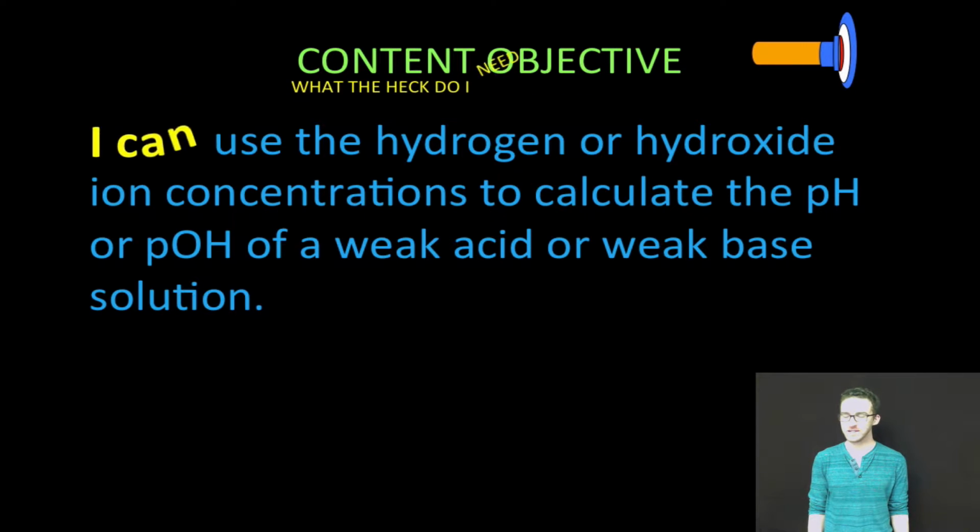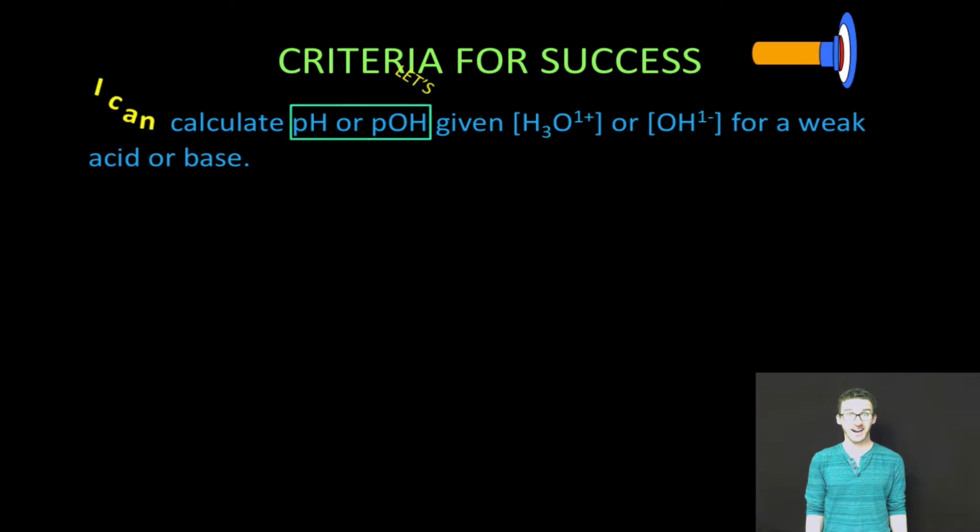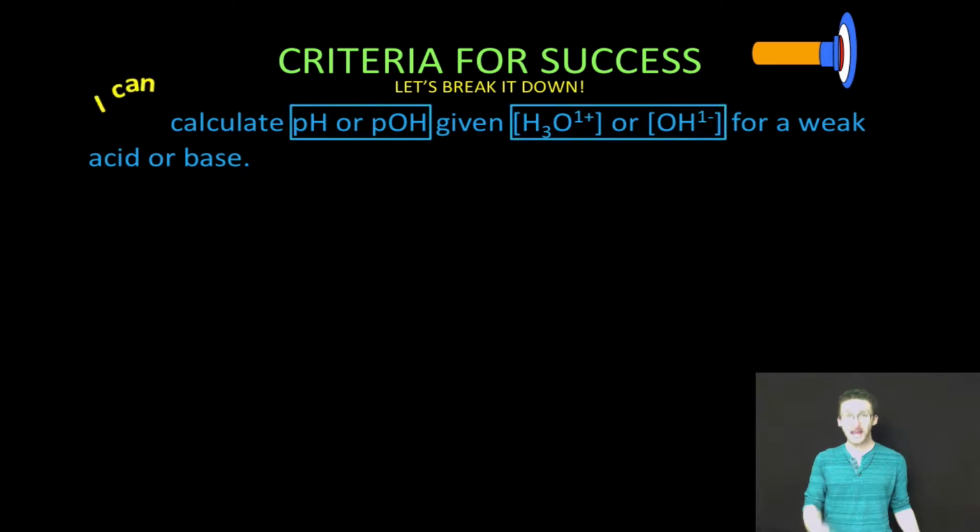What in the heck are we gonna do in this vid? We're gonna use the hydrogen or hydroxide ion concentrations to calculate the pH or pOH of a weak acid or weak base solution. Pretty straightforward, not a whole lot to break down. Again, we're just gonna talk about how do we calculate pH or pOH, the hydronium ion, hydroxide ion concentrations, but our focus this time is going to be on weak acids and weak bases.